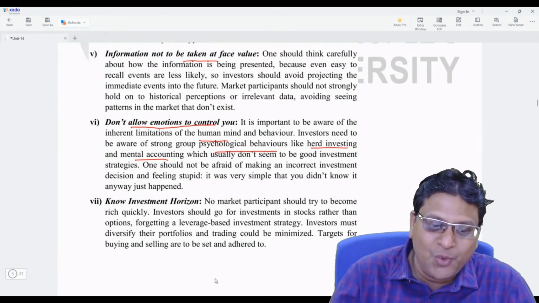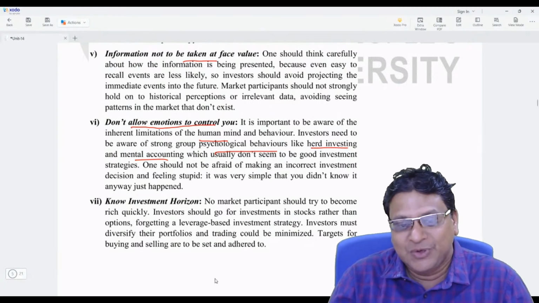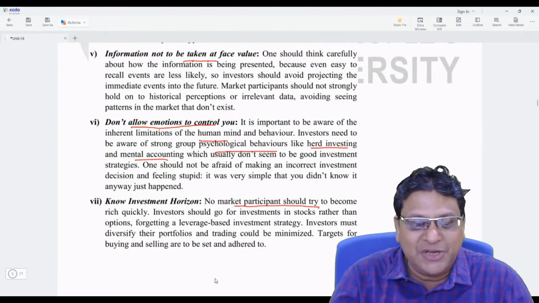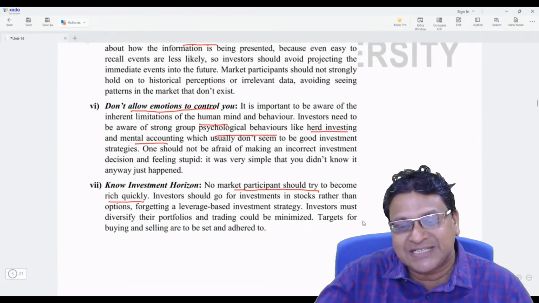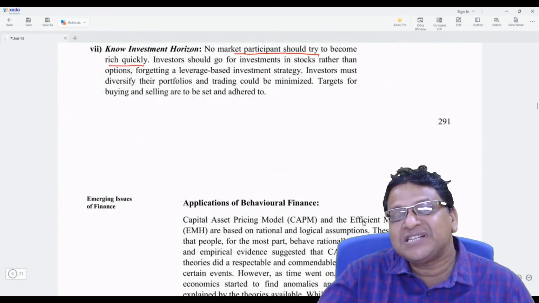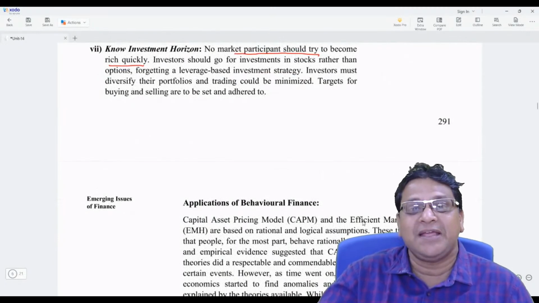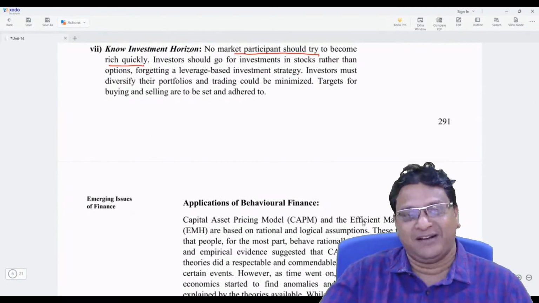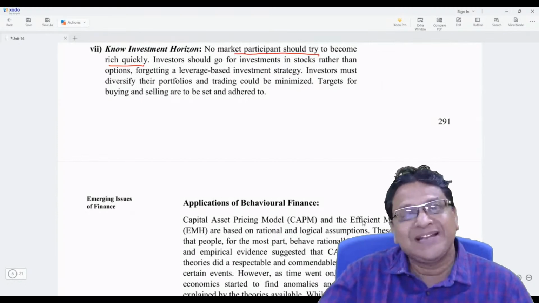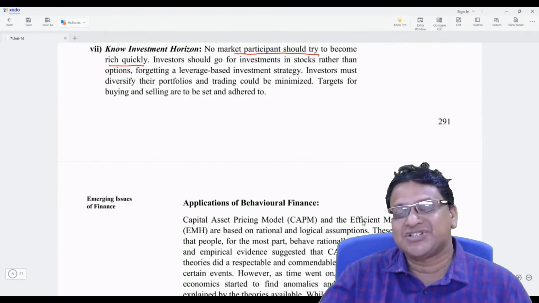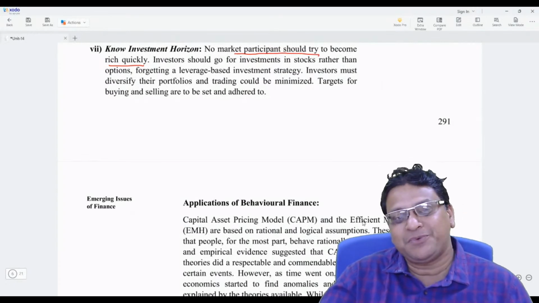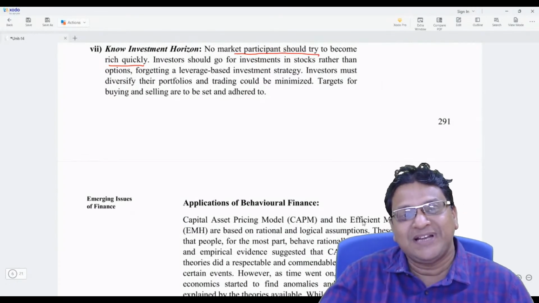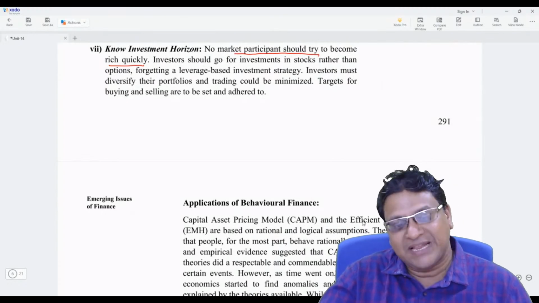Next, one must know the investment horizon. No market participant should try to become rich quickly. Nobody has attained success in a minute. Investment is a full-time and long-term affair. It's not a T20 match. Investment is not a T20 match, it's a test match. You have to have a lot of patience. You have to take a lot of patience while deciding the investment horizon.